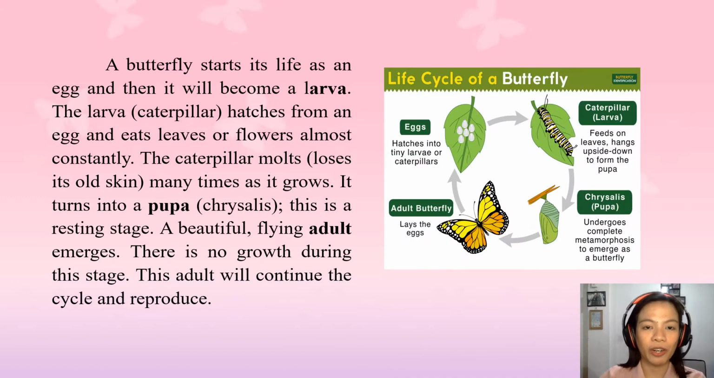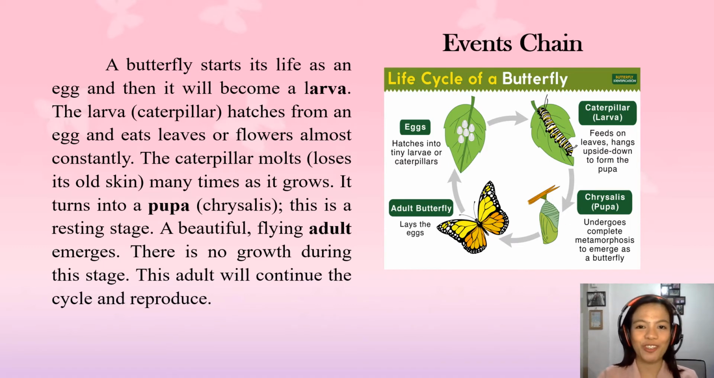Here is the graphic organizer I used. What kind of graphic organizer is this? That's right, event chain. Why? Because it shows the step-by-step stages of the life cycle of a butterfly.